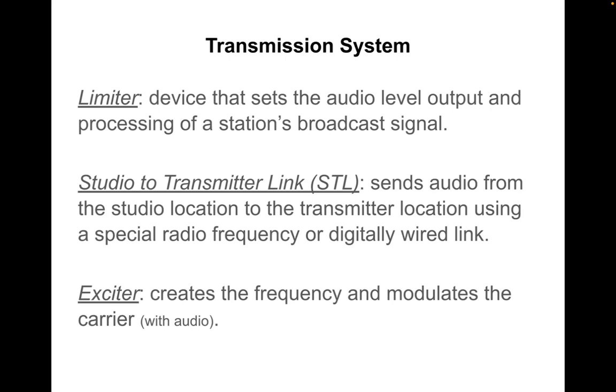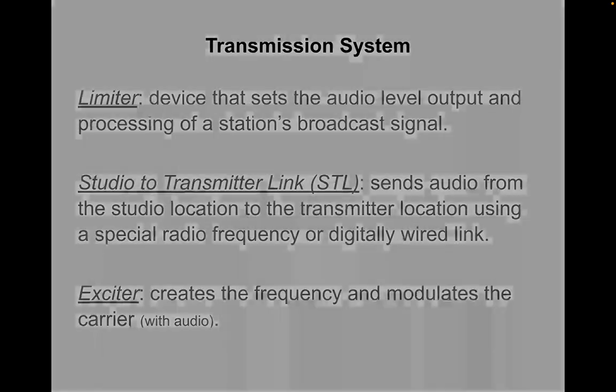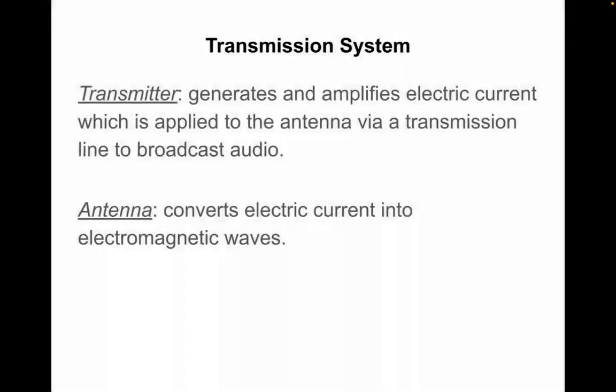The STL sends the processed audio from the studio location to the transmitter site using a special radio frequency or digital internet link. The exciter creates the carrier frequency and combines it with the modulation signal or audio signal. The transmitter itself is just a power amplifier. It generates electric current, which is applied to the antenna via a transmission line to broadcast audio.